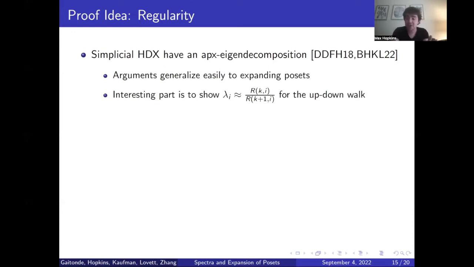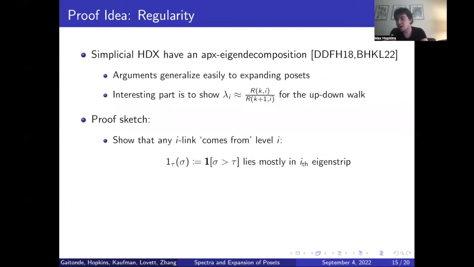Now, I don't have that much time to go into this. I'll give a light proof sketch of this. Basically, the idea is to reduce to some combinatorial calculations. And so the first thing that we do is we show that any i-link, and in this case, this is the i-link of tau, where tau is a rank i function.